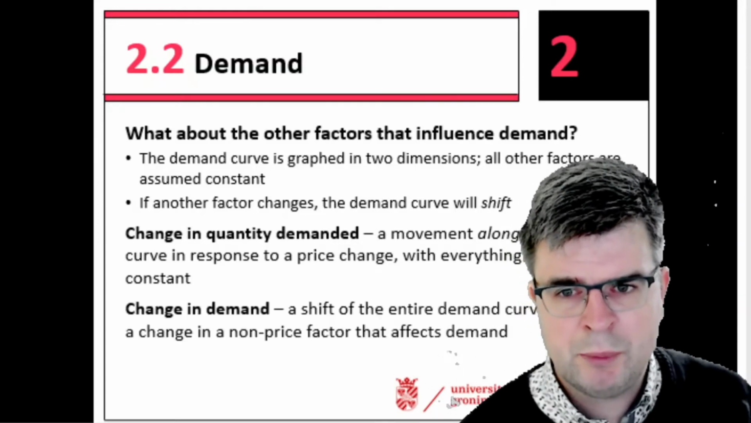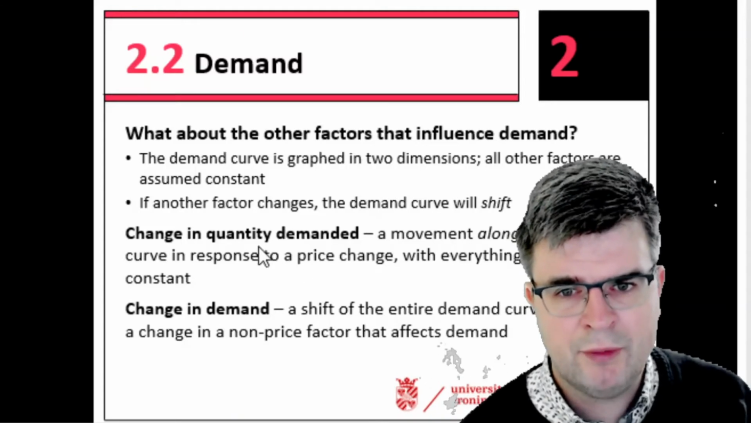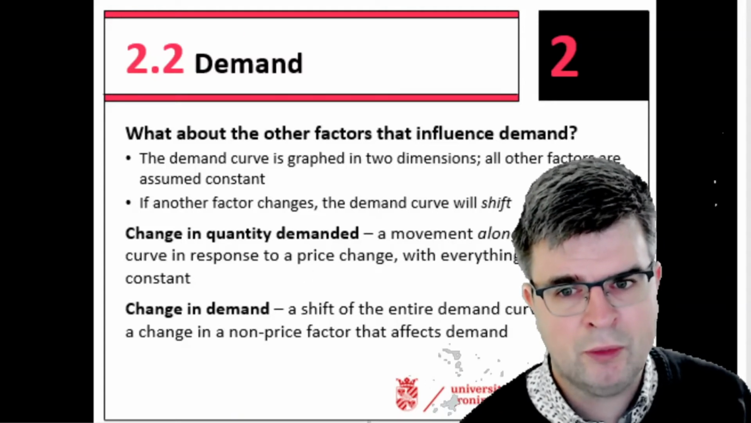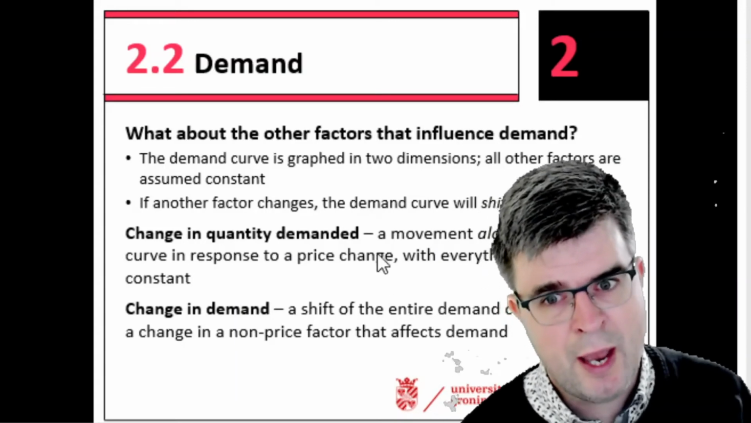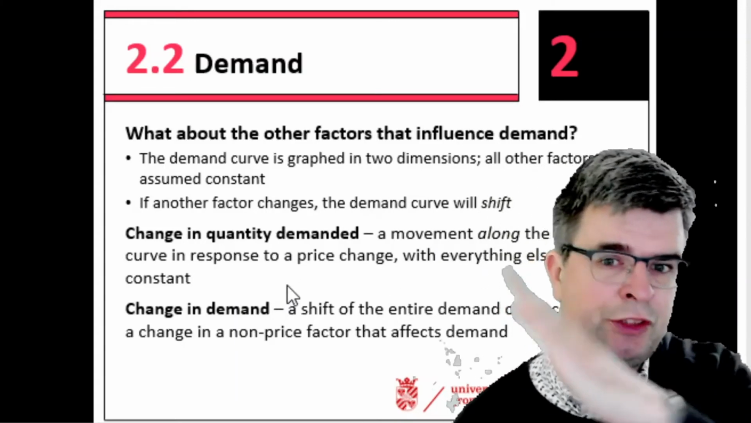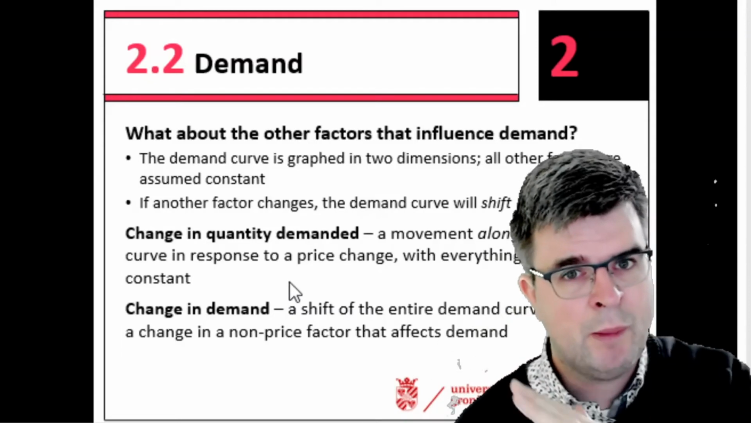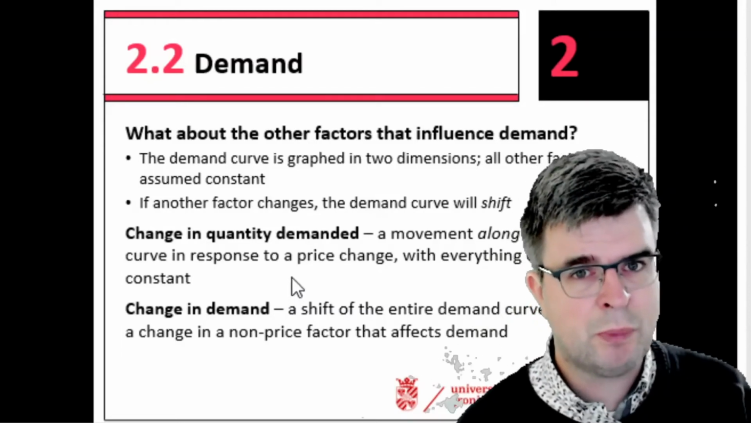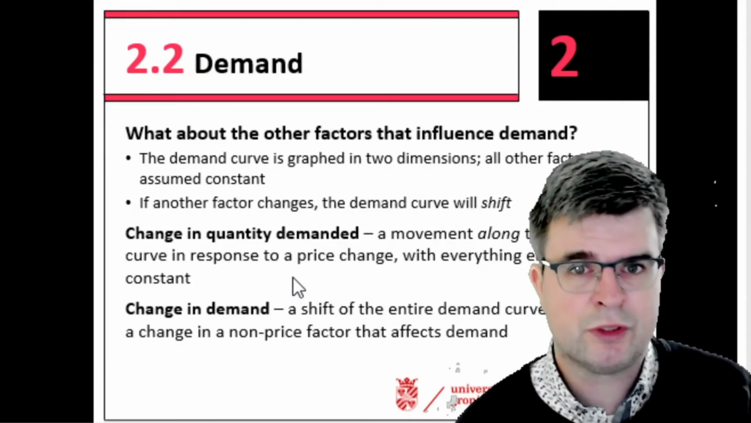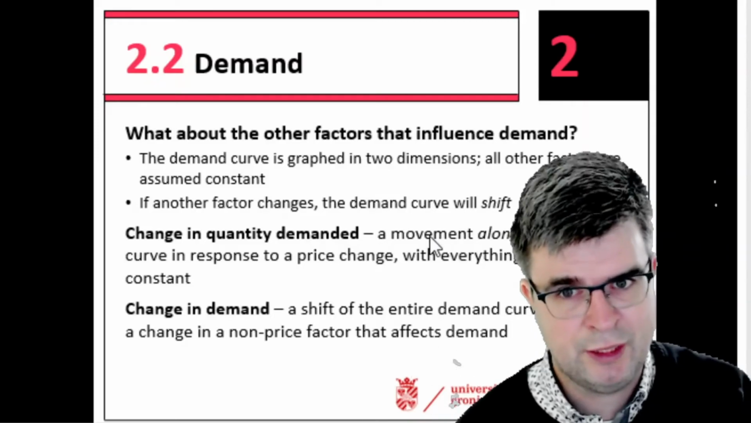So we distinguish between a change in the quantity demanded, which is a movement along the demand curve because the price of the good that we consider has changed, and a change in demand, which is a shift in the demand curve because one of the other things that we initially supposed to be constant, like for example consumer tastes, has changed.